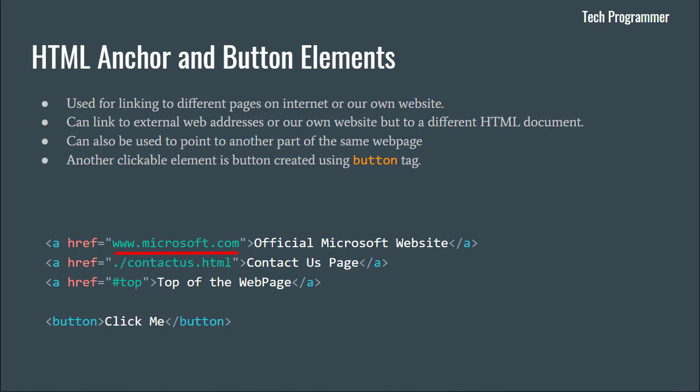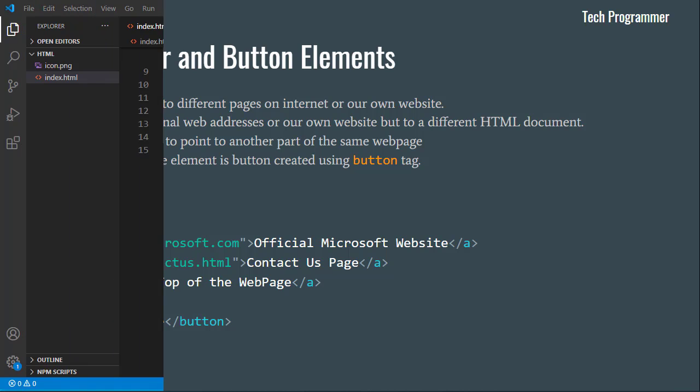Here, you can see that we can link to external web addresses, in this case Microsoft.com, or we can use relative URL to link to another HTML page from our own website. I will talk more about this in code once we start the demo. Alternatively, anchors can also point to another part of the web page using this pound or hash symbol.